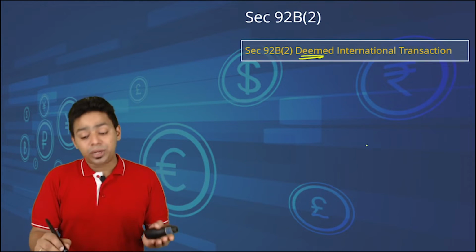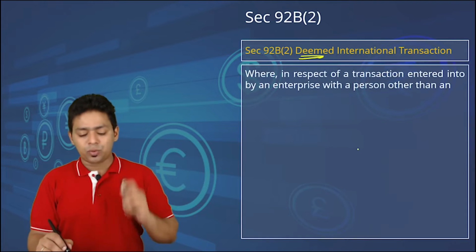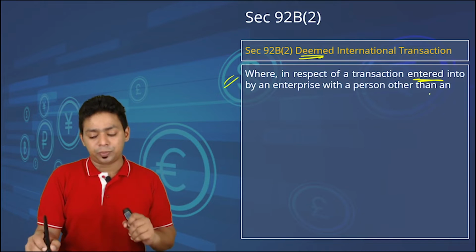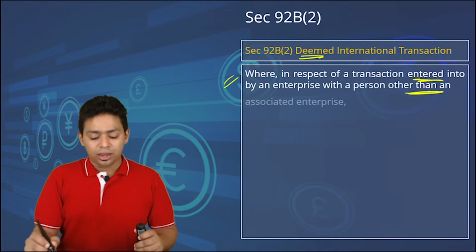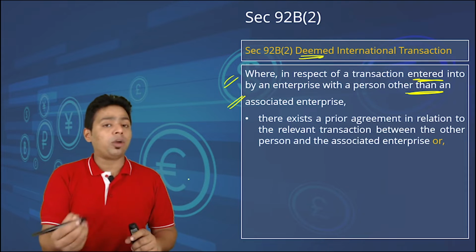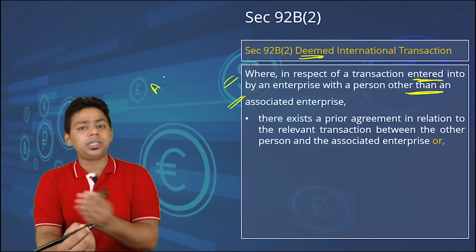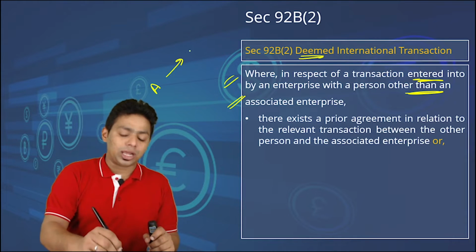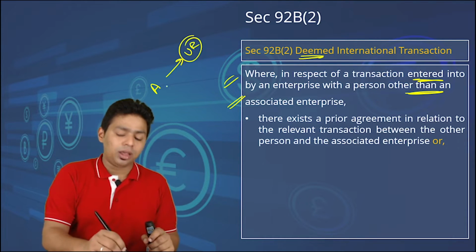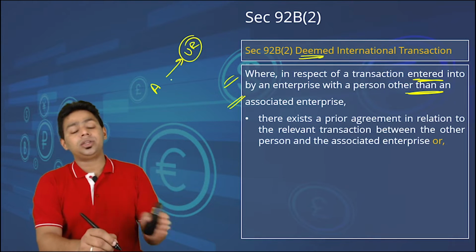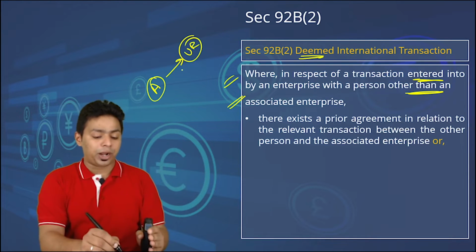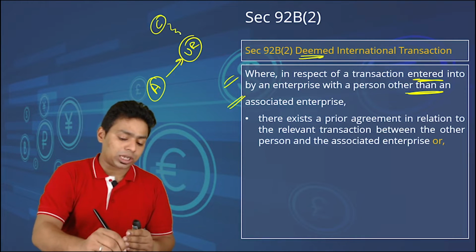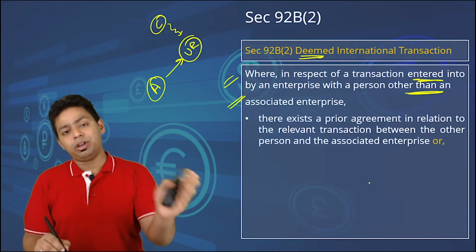Then there is the concept of deemed international transaction. This is also a very important concept, where in respect of a transaction entered into by an enterprise with a person other than an associated enterprise. Because associated enterprises are captured by transfer pricing provisions now, A will do the transaction with an unrelated party. Please understand, they will always show that these two parties are not related parties, but somebody who is sitting there will control this company indirectly, not directly.